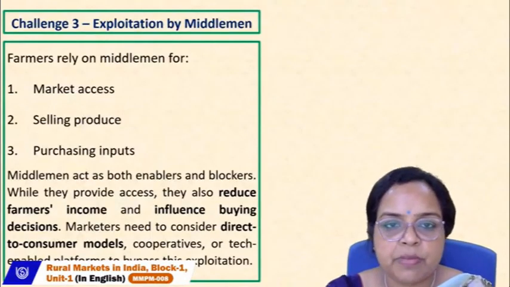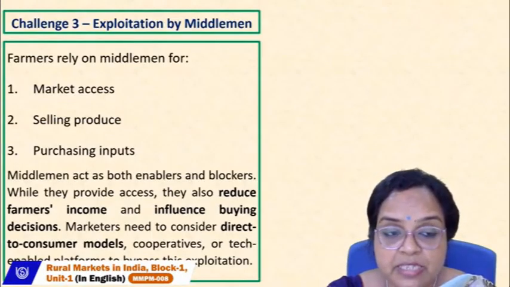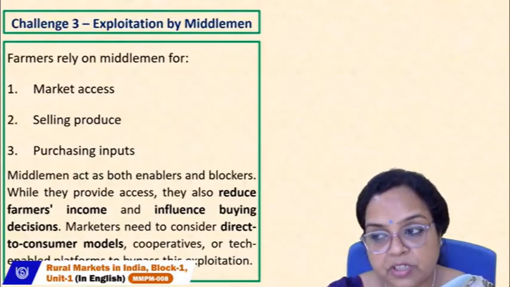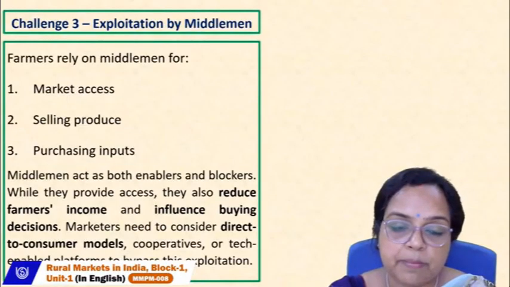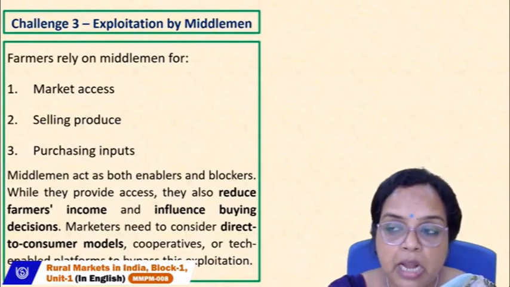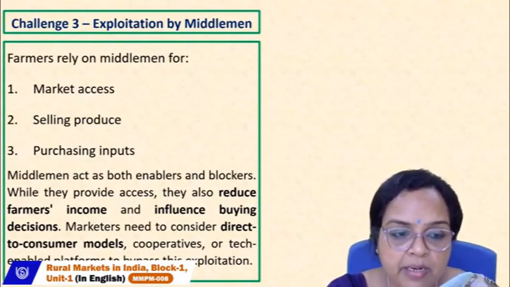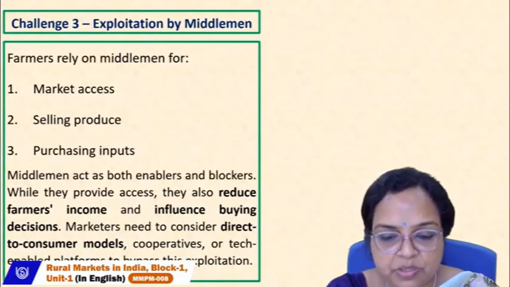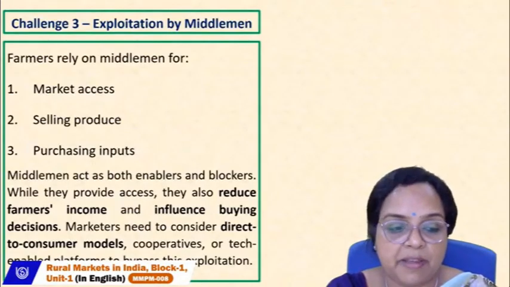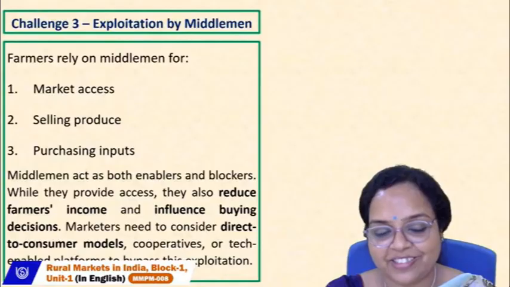Challenge number 3 is exploitation by middlemen. Farmers mostly rely on middlemen for market access, selling produce, and purchasing inputs, because they don't trust their own decision-making capacity. So they usually depend on another person to take a decision for them, and that other influencer is known as the middleman. Middlemen act as both enablers and blockers. Sometimes they motivate the person to purchase, or sometimes, for their own benefit, they block the purchasing behavior. While they provide access, they also reduce the farmer's income and influence buying decisions.